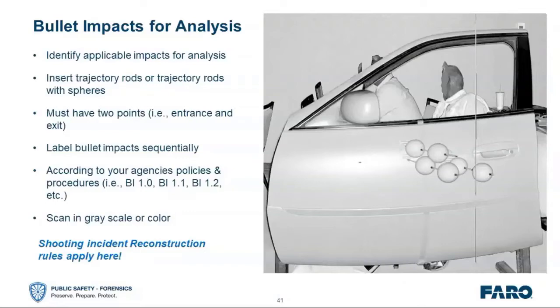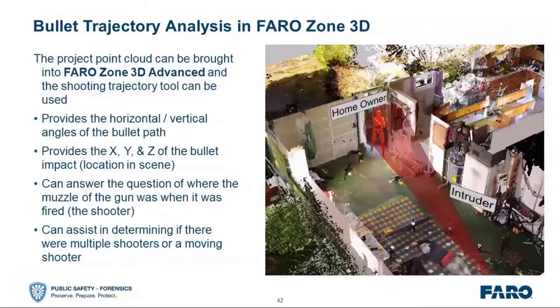If you have bullet impacts that you have to analyze, make sure that you identify them, label them in accordance to your policies and procedures. Make sure that you understand shooting incident reconstruction rules apply, so insert trajectory rods in the ones that are applicable. If you have spheres, use the spheres. They're more forgiving in the scanning. You can scan these in grayscale or color. There is no preference, whatever your time allows.